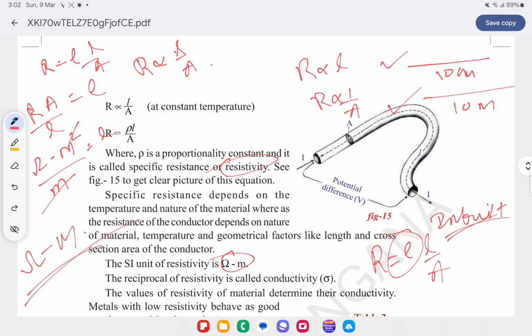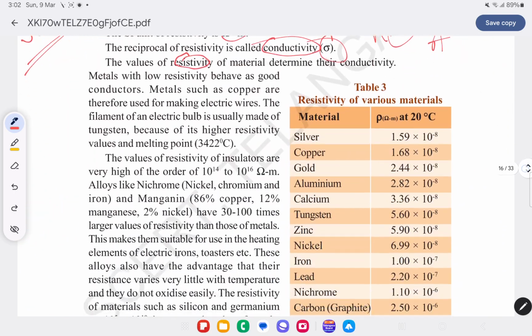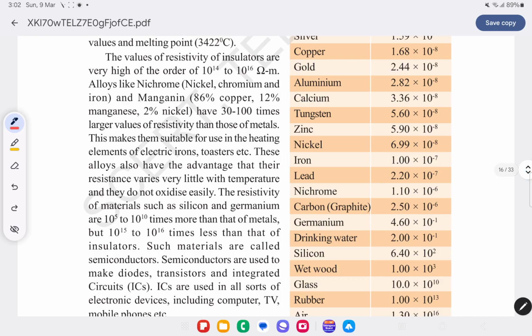Now reciprocal of resistivity is known as conductivity. Resistivity का reciprocal लिखेंगे तो उसे क्या बोलेंगे? Conductivity. And it is denoted by this symbol, conductivity. Okay? And any material whose resistivity is low is said to be a good conductor. तो ऐसा material जिसकी अगर resistivity कम होगी तो उस कंडक्टर को हम क्या बोलेंगे? गुड कंडक्टर बोलेंगे. रेसिस्टिविटी ज़्यादा होगी तो उसे गुड कंडक्टर नहीं बोलेंगे.